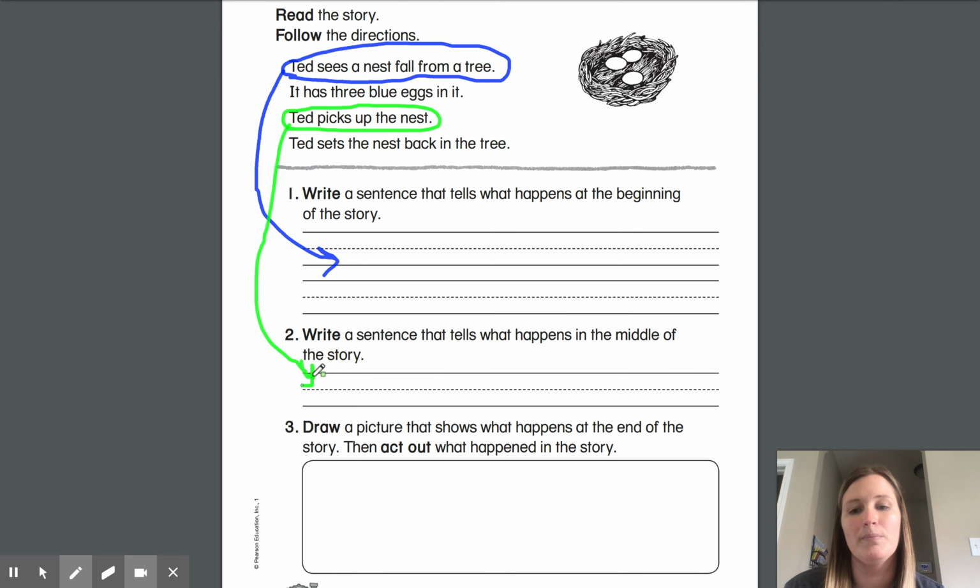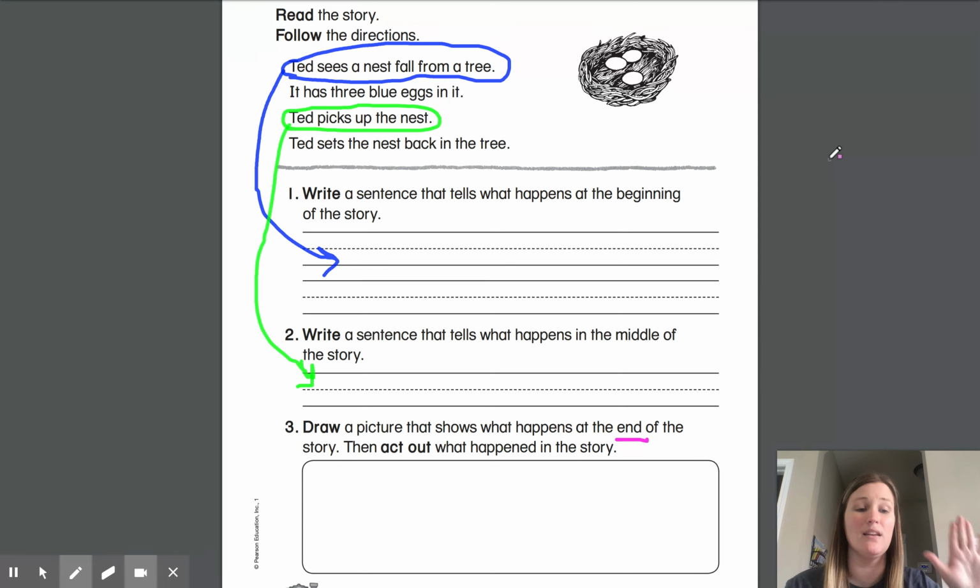So at home, I want you guys to try to do the third one. You can either tell your parents, you can draw a picture, you can act it out like it says. So you need to draw a picture or tell your parent what happens at the end of the story.